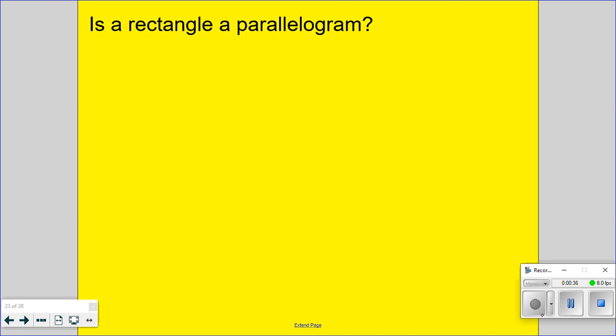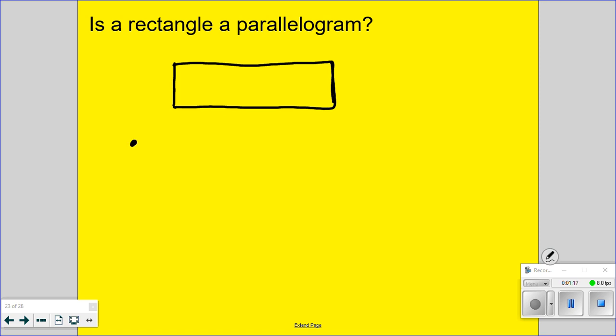All right, let's draw a picture of a rectangle so that we can look at its attributes to decide, is that shape a parallelogram? What are some things that you know about a rectangle? Raise your hand to tell me. What do we know about a rectangle? Bella, what do you know about a rectangle? It is a quadrilateral. What does that mean?